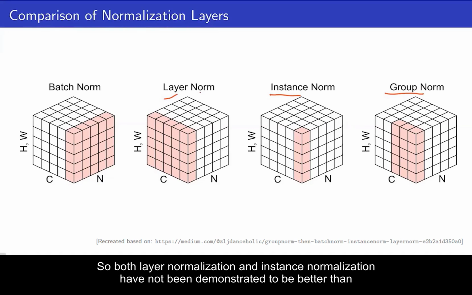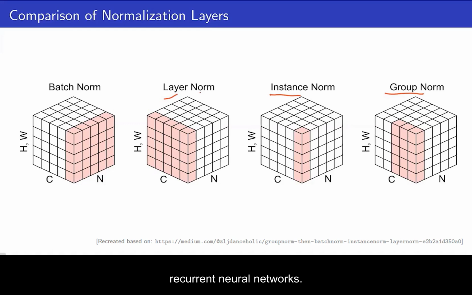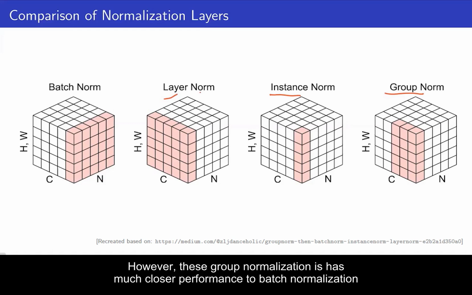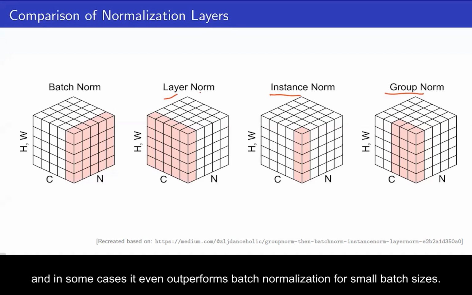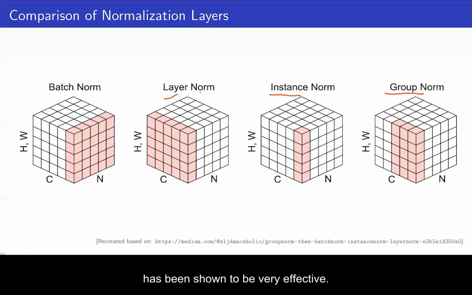Both layer normalization and instance normalization have not been demonstrated to be better than batch normalization for image recognition tasks, although they are more effective on recurrent neural networks. However, group normalization has much closer performance to batch normalization, and in some cases, it even outperforms batch normalization for small batch sizes. Moreover, for tasks such as object detection and semantic segmentation, group normalization has been shown to be very effective.